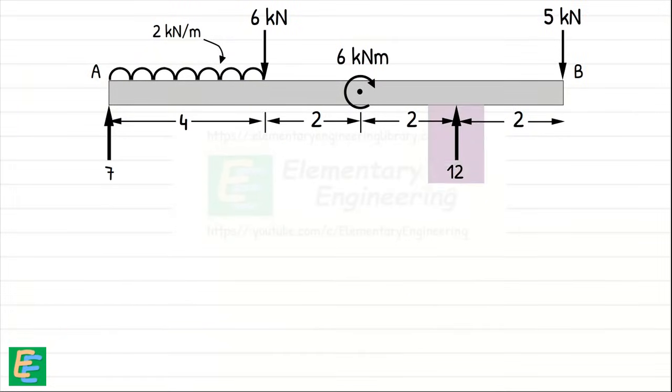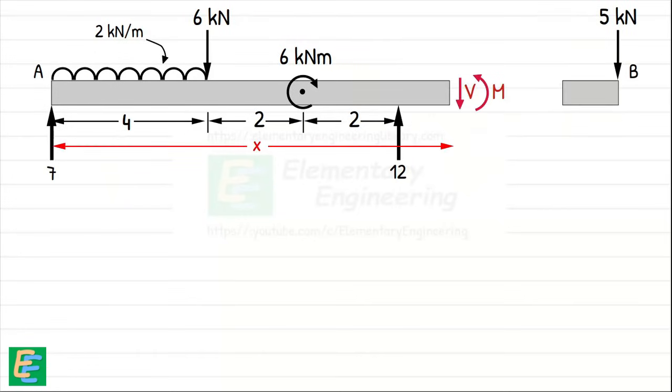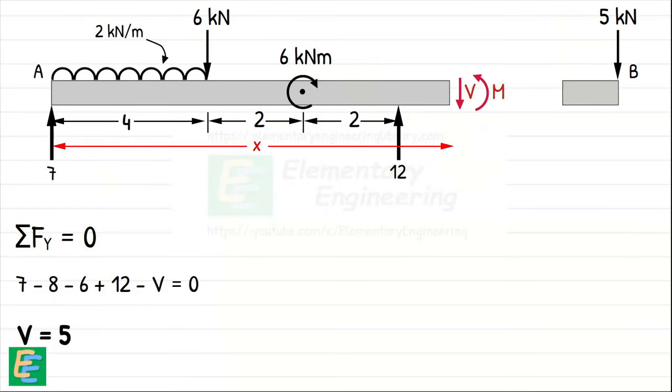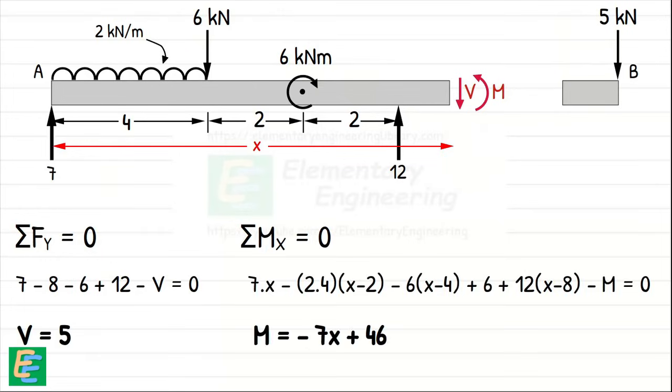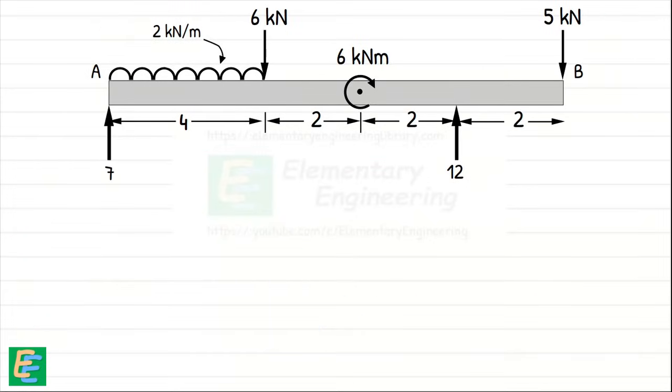Next, we find the support reaction at B. Now we are in the final stretch, the overhang. Let's cut the beam here after the reaction. Balancing the vertical forces gives us this, and balancing the moments gives us this equation. That completes the derivation of the shear force and bending moment equations for all regions in the beam.